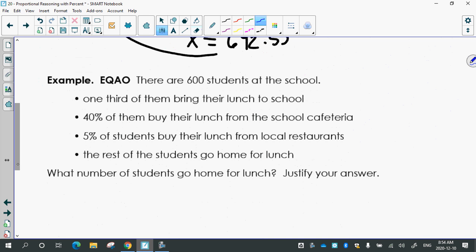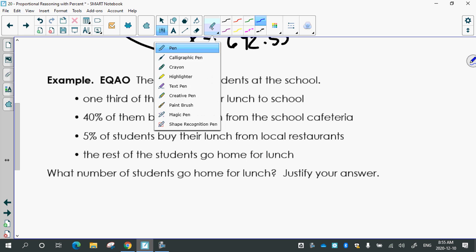There are 600 students at the school. This is an EQAO question. 1/3 of them bring their lunch to school. 40% of them buy their lunch from the CAF. 5% buy their lunch from local restaurants. The rest go home for lunch. What number of students go home for lunch? Justify your answer. All right, so let's look at these one at a time.